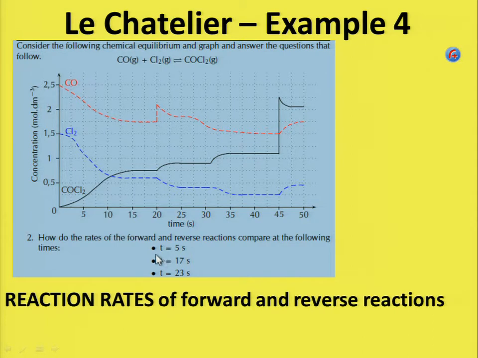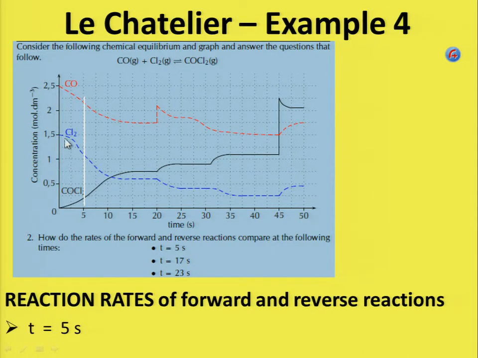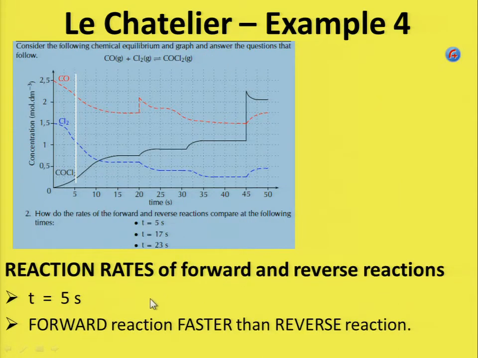Let's see. At t equals 5, at this line, the concentration of CO is decreasing, the concentration of Cl2 is decreasing, and the concentration of CoCl2 is increasing. So which reaction would increase the concentration of CoCl2? The forward reaction. What reaction will decrease the concentrations of CO and Cl2? The forward reaction. So, the forward reaction is then faster than the reverse reaction.